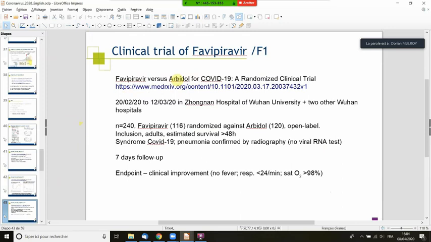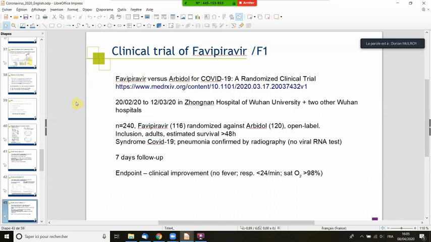So Arbidol, I had no idea what it was until I looked it up. This is an antiviral that is commercialized in China and in Russia to treat influenza. But it's not authorized in Europe or the States because we think that it doesn't actually have enough evidence of efficacy. Anyway, it's a nucleotide analog versus this other antiviral drug.